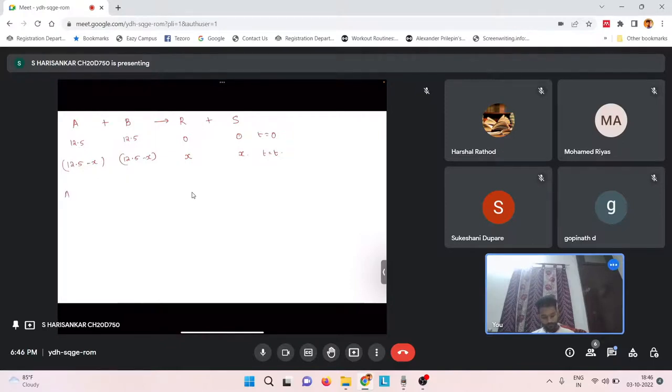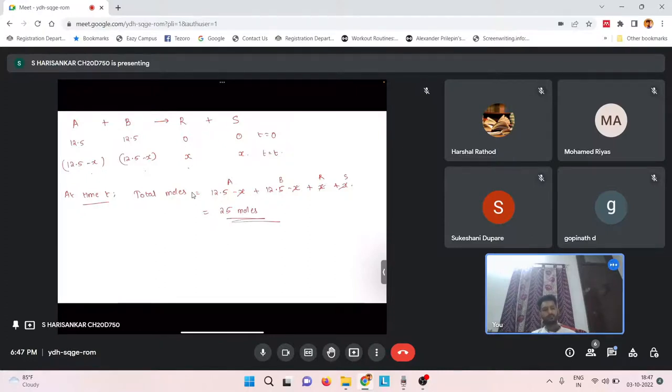Okay, so now at time t, the total moles will be the sum of all these four. So that is 12.5 minus x plus 12.5 minus x plus x plus x. So this is A, this is B, this is R and this is S. And all the x will get cancelled and your total moles will be 25 moles.